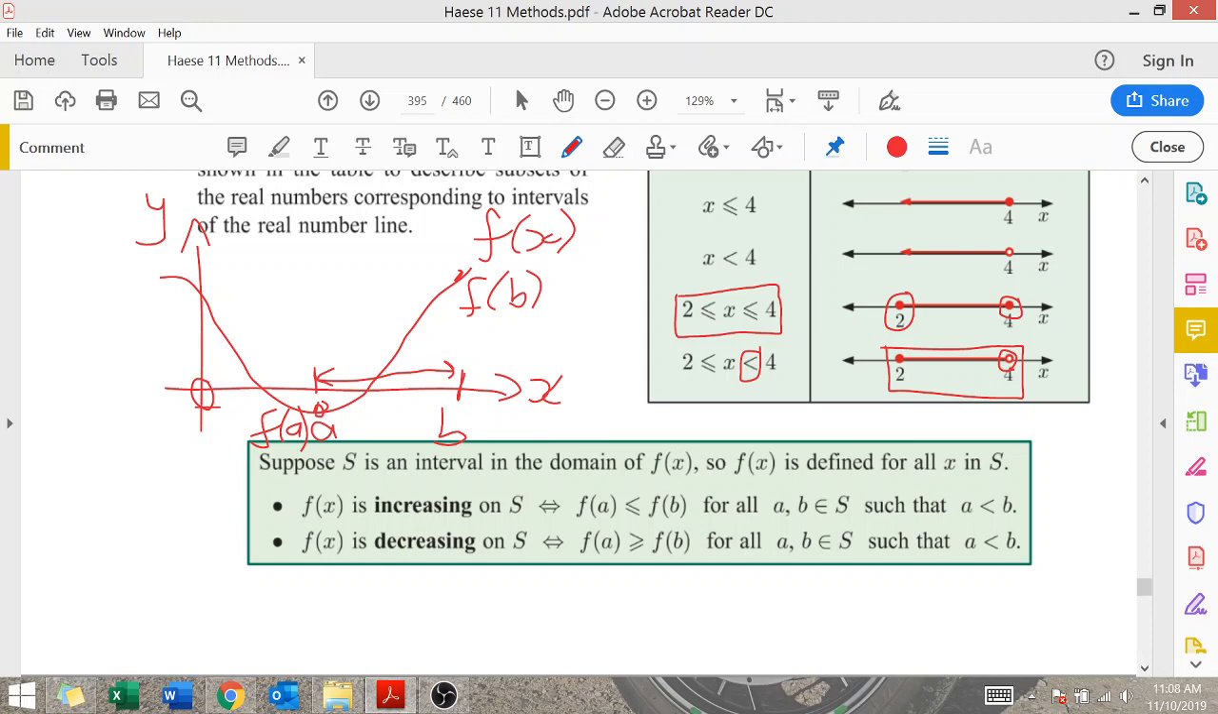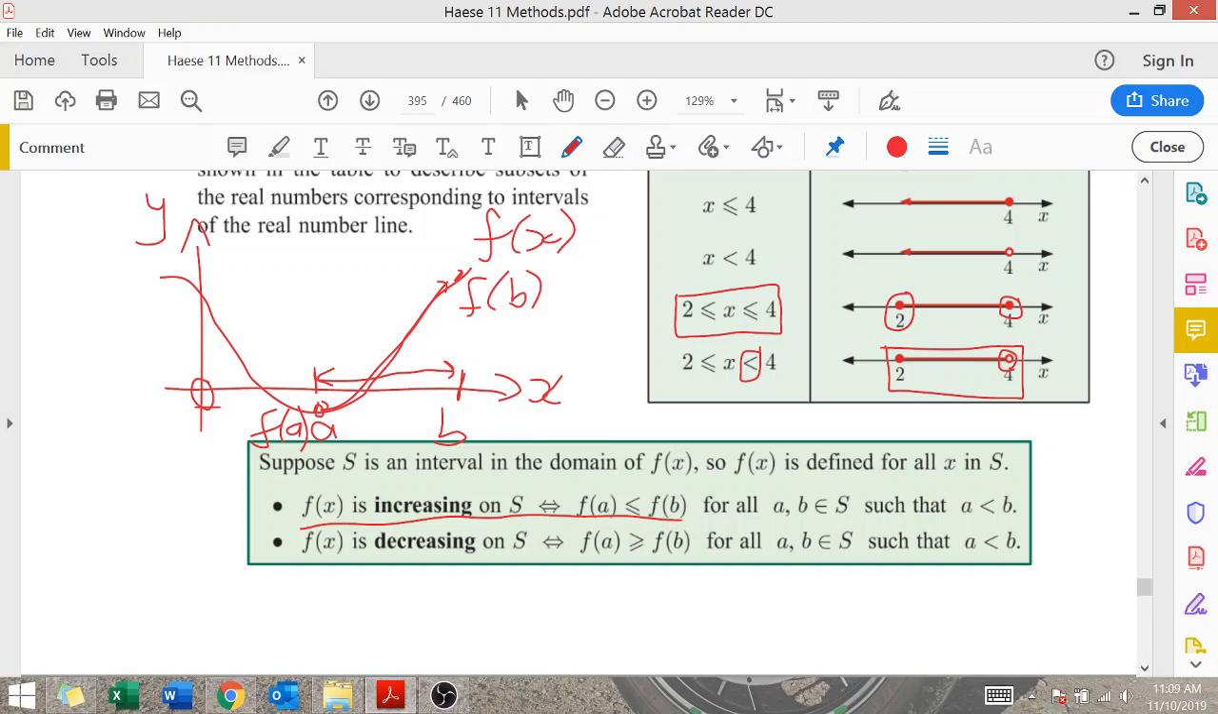So we can say that in this interval here, f of x is increasing. In this domain here, in this interval, we can say that the graph of f of x is increasing, which kind of makes sense. It's going upwards. But this is just the mathematical way of saying it. And all A and B are in S, so all the values in there have to satisfy that, where A is less than B.